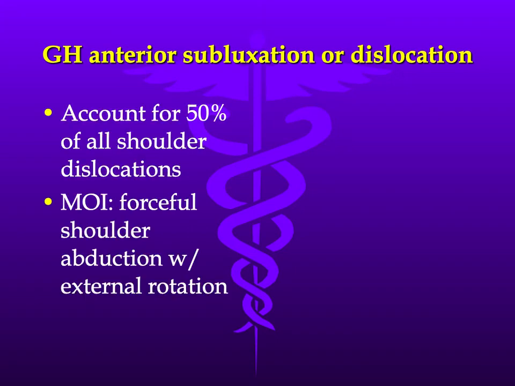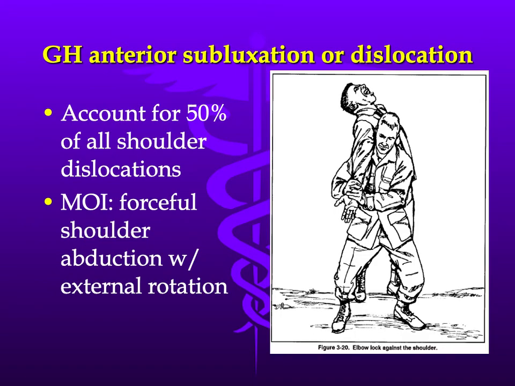Now, anterior dislocation or subluxation accounts for about 50% of all shoulder dislocations. So that's pretty high. And it's anterior because we can have a posterior dislocation too, but this is when the head of the humerus pops out forward, or anteriorly. So the MOI, as it says there, is forceful shoulder abduction with external rotation, and that's what that picture shows.